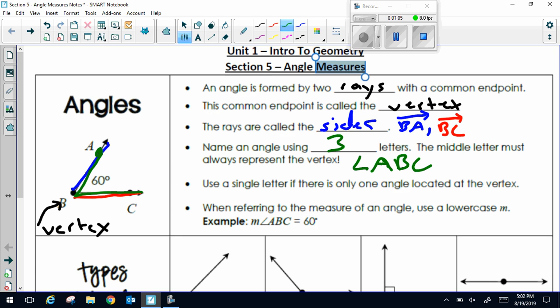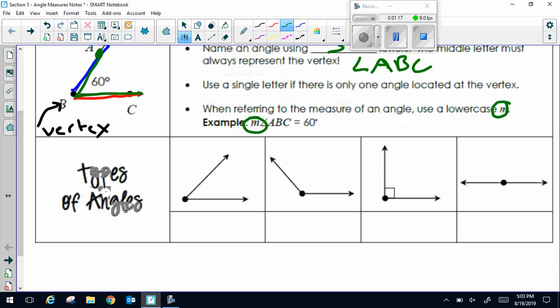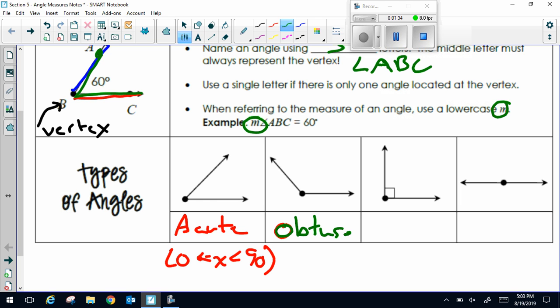If you're ever referring to a measure or a value for the angle, they use a lowercase m in front of the naming convention to tell you that. And there are 4 types of angles. You have an acute angle, which means that your angle is between 0 and 90 degrees. Then you have an obtuse angle, which means that your angle is between 90 and 180 degrees.